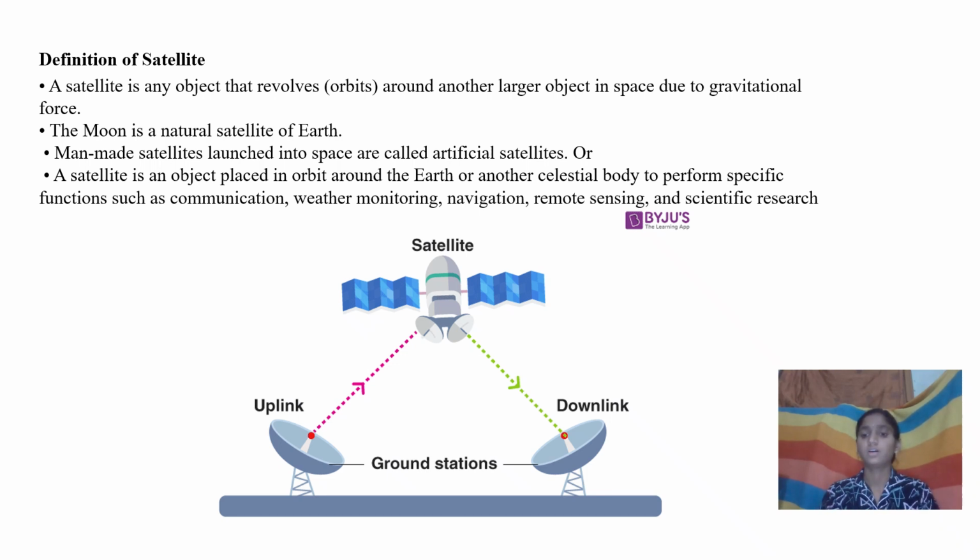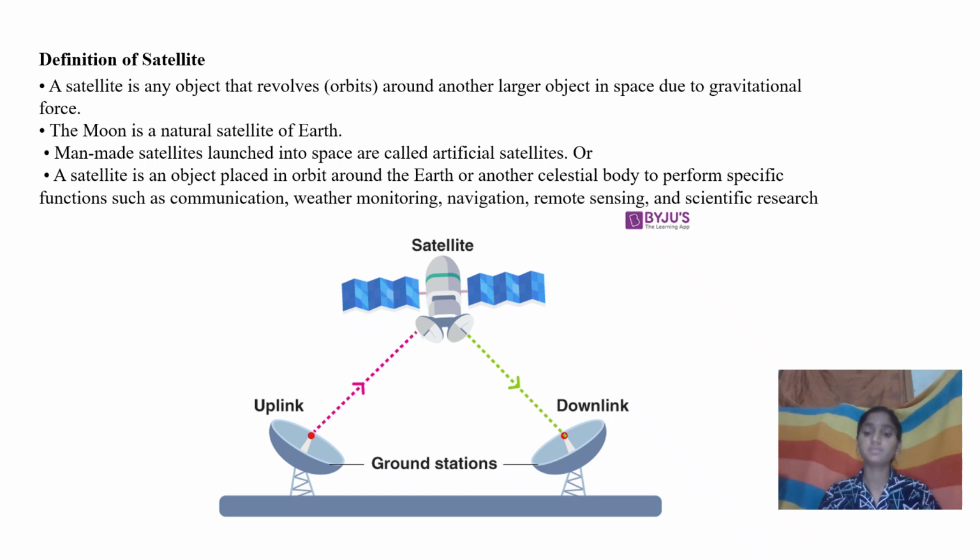Taking the examples of natural satellites, the natural satellites are the moon and earth. The earth is revolving around a larger body, which is the sun. The sun is the larger body and the earth is the smaller body. The difference between earth and a satellite is that a satellite revolves around the earth, but the earth revolves around the sun and also rotates itself. Like that, the moon is also revolving around the earth. These are the natural satellites.